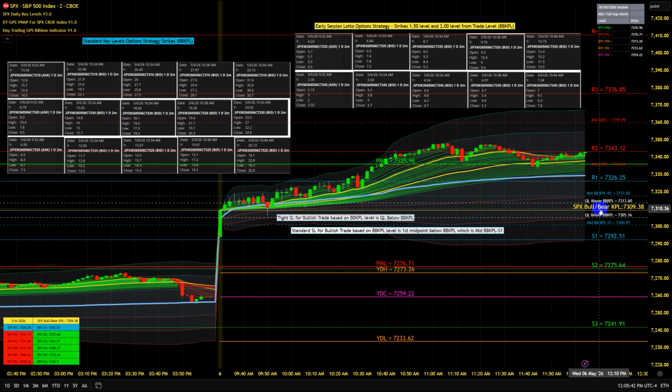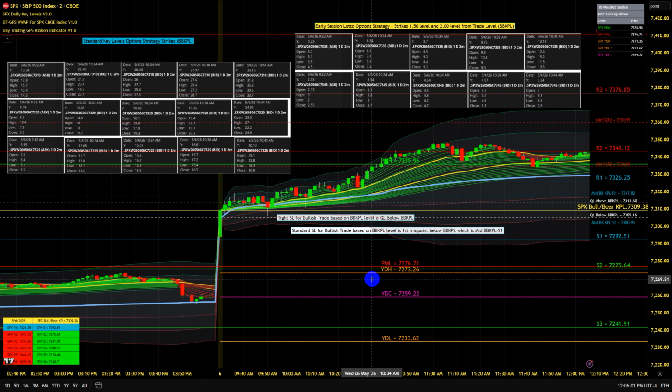The main key levels are the bull bear key price level, the main R levels above, meaning R1 through R6, and the main S levels below, S1 through S6. Also, the contextual levels are the PML, the PMH, the YDH, the YDC, and the YDL. YDH, YDC, and YDL are yesterday's daily high in the RTH session, yesterday's daily close in the RTH session, and yesterday's daily low in the RTH session. The PML and PMH are the pre-market low and high in today's current session.